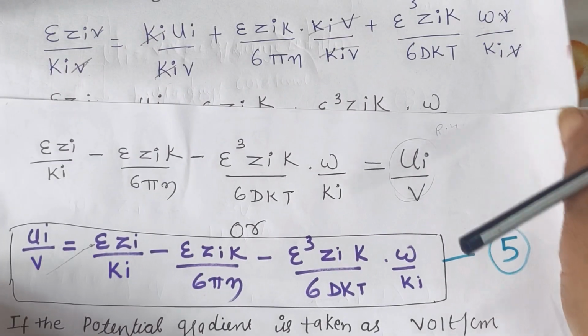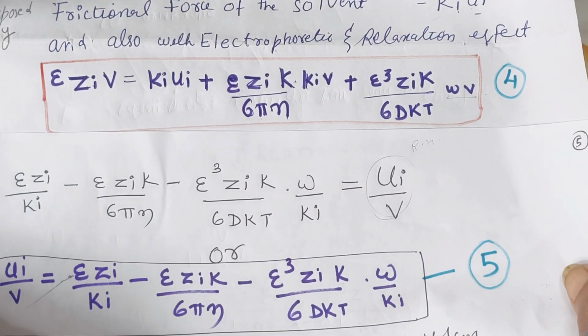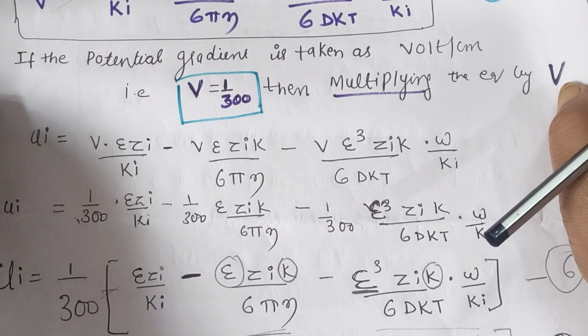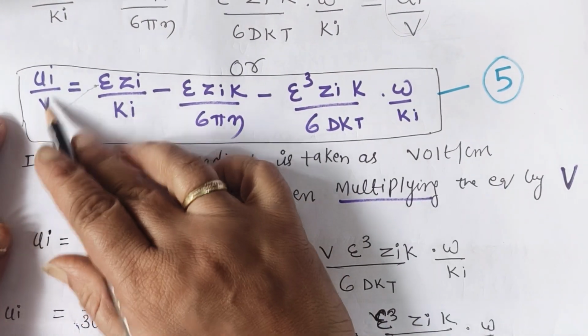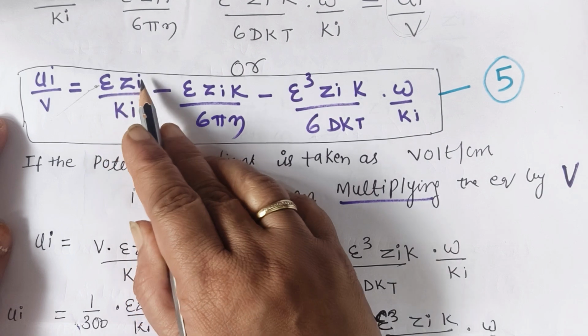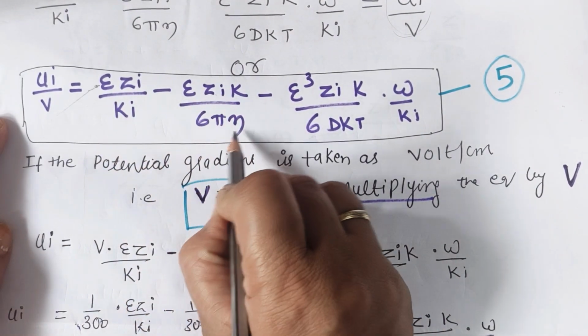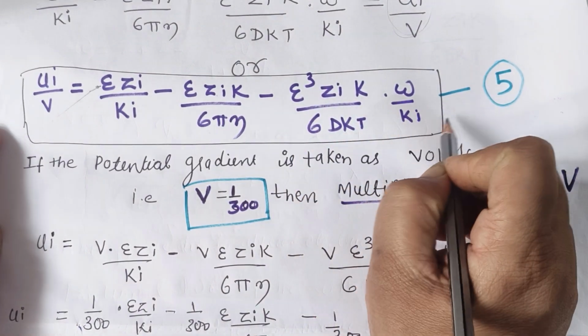For the maths students, they can directly jump from equation number 4 to equation number 5, but if you want to simplify according to the time, you can go. Okay, so I hope up to here it is clear. So finally you are getting ui by v equals epsilon zi by ki minus epsilon zik by 6 pi eta minus epsilon zik w by 6 dkt by ki.